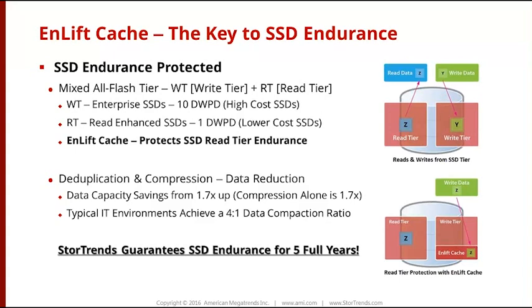So if more changes come in for that block, we make those changes inside of the write tier, inside of the Enlift Cache zone. So instead of continuing to update block Z inside of the read tier, we'll do it all in Enlift Cache, and then we'll do one drive write downstream into the read tier. So we're using the write tier as a caching mechanism for those rewrites coming in and the new net writes coming in to the read tier so we don't blow through this one drive write per day.